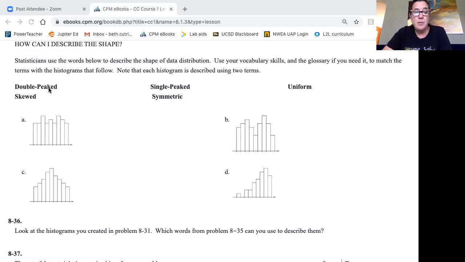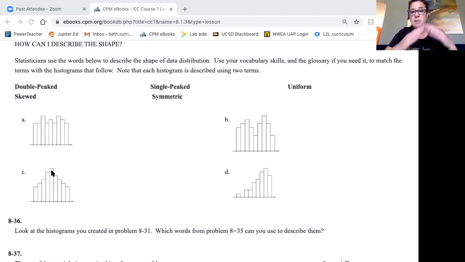So we have the word double peaked, like two mountains. You see A has two peaks and B has two peaks. Single peaked just means one mountain straight up in the middle. That would be this guy. It doesn't have to be in the middle though. It can be this guy also. This is single peaked. And this is this word skewed.